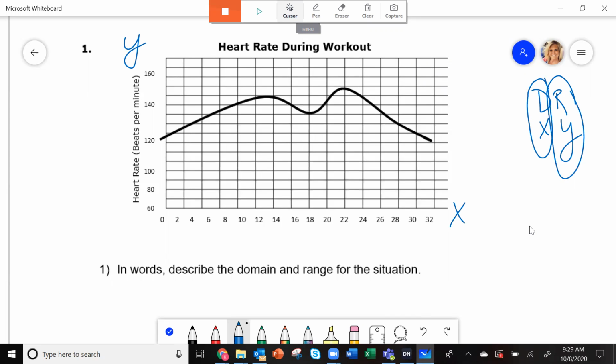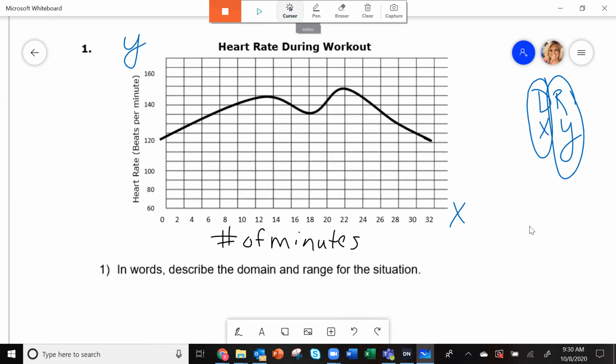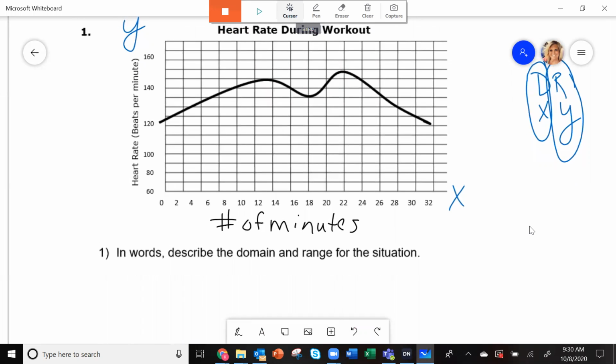One of the things we are missing here is we need to write on our paper, down here, number of minutes. That got cut off on the graph for some reason. So label that as number of minutes. Anytime you see the words domain and range, wherever I see domain, I want you to put an X above it. Wherever you see range, I want you to put a Y above it. We need to get in the habit of that so that we can remember.